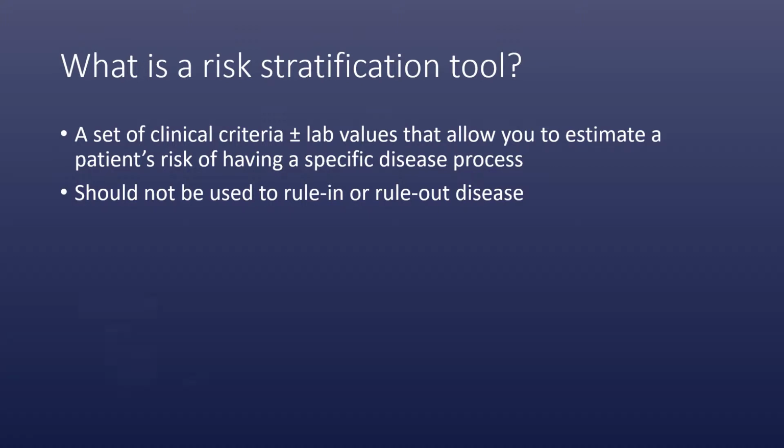Some examples of risk stratification tools that you're all probably quite familiar with include the Wells score for pulmonary embolism, QSOFA for sepsis evaluation, and the HEART score for evaluation of low-risk chest pain.